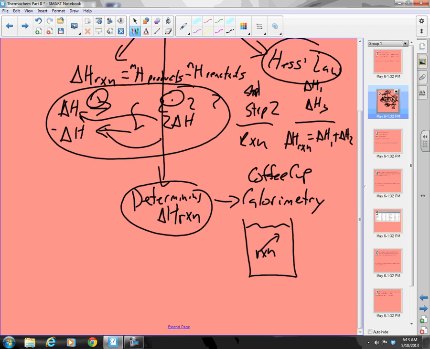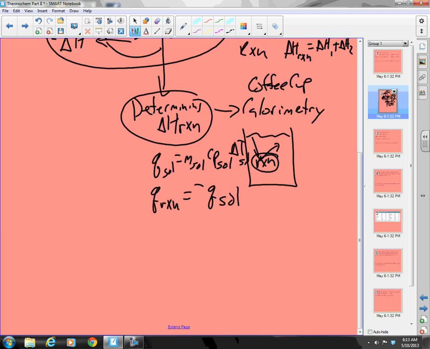So we say that Q of my solution, and we know this term well, is equal to the mass of my solution times C sub P of my solution times delta T of my solution. Then we ask, where did all that heat go? How did that heat get to the solution? Well, it all came from the reaction, or if it's reversed, went into the reaction. So Q of my reaction is the same magnitude as Q of my solution, but one is gaining and one is losing, so they have different signs.